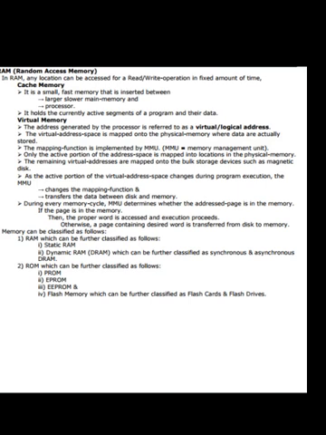Memory can be classified as follows: RAM, which can be further classified as static RAM and dynamic RAM. DRAM can be further classified as synchronous and asynchronous DRAM. ROM can be further classified as PROM, EPROM, EEPROM, and flash memory, which can be further classified as flash cards and flash drives.